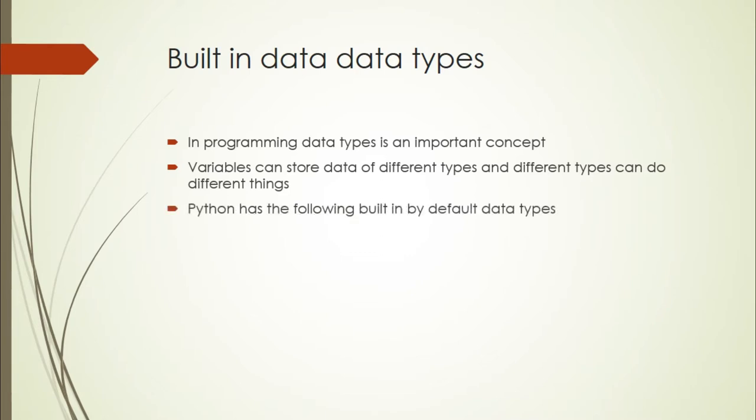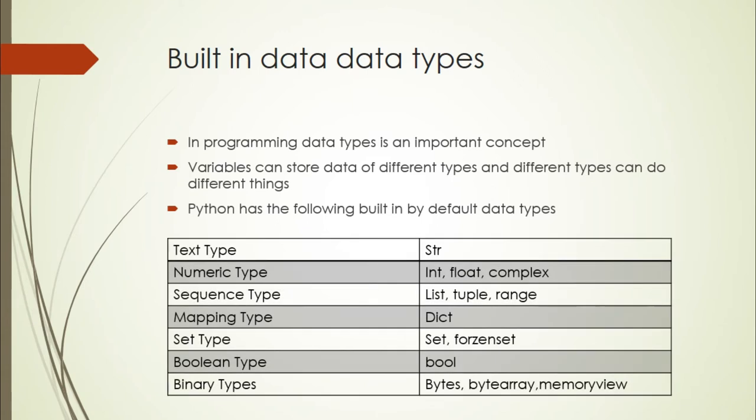Python has the following built-in data types: text type string; numeric types int, float, complex; sequence types list, tuple, range; mapping type dict; set types set, frozenset; boolean type bool; binary types bytes, bytearray, and memoryview.